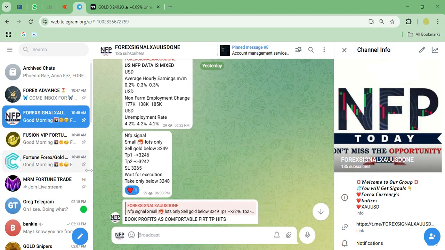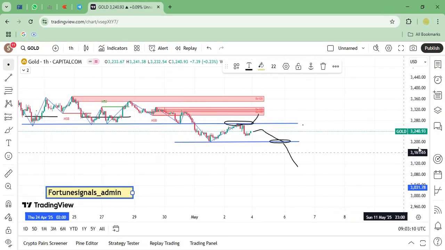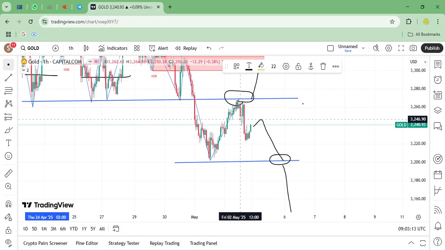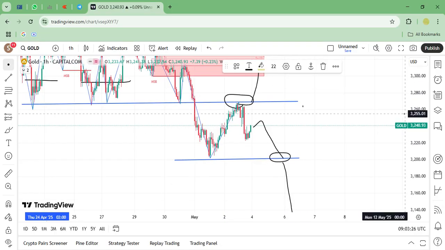Let me just show you. Okay, so this is the NFP signal which we gave yesterday. The small lots, we told to sell gold around 3249. Our first target was 3246, second target was 3242, and the SL was 65. And from 3249, gold crashed badly yesterday up to 3220. So this was the signal which we generated, and you can see the levels went down smoothly up to 3224. So we have already achieved our final TP. All the clients booked a superb profit.